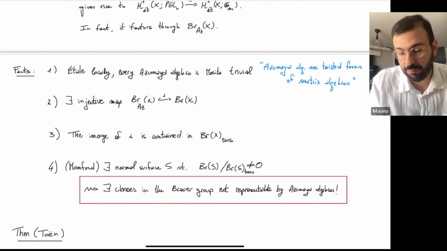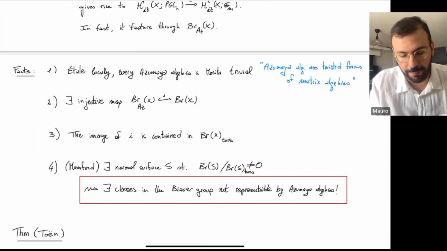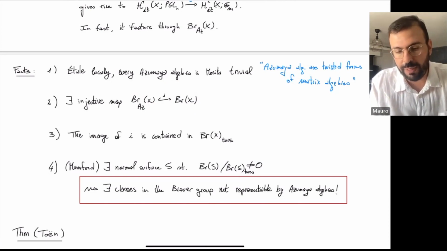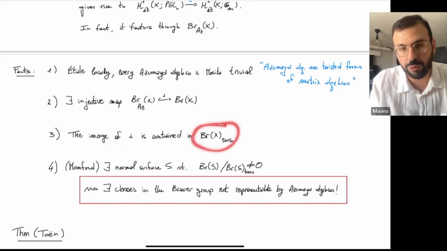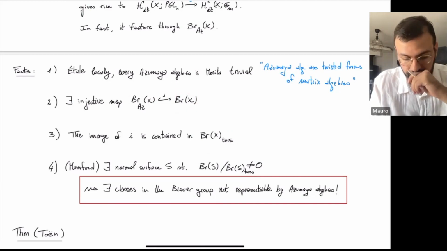It's injective, and a natural question is about surjectivity. So what can we say about surjectivity? We can say that it's not surjective typically. First, the image of this map is included in the torsion part. So whatever comes from a classical Azumaya algebra will be torsion with respect to the operation in the Brauer group.